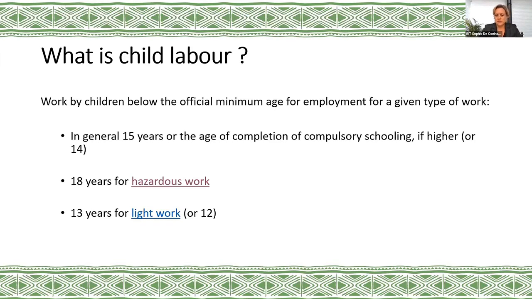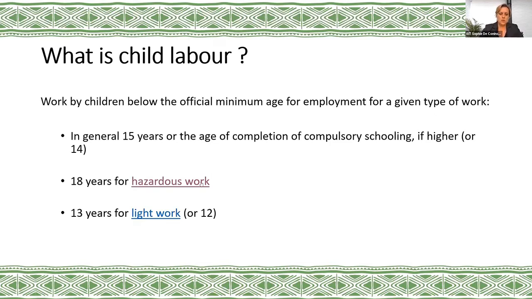Hazardous work, and I will define that in a minute, is prohibited for any person less than 18. And then for light work, the convention gives member states the possibility to identify what is light work that can be exceptionally authorized for children above the age of 13 with certain conditions. And again, here there's a flexibility linked to the level of development of a country.